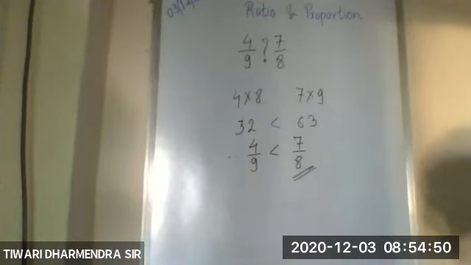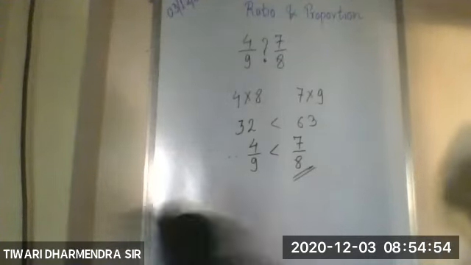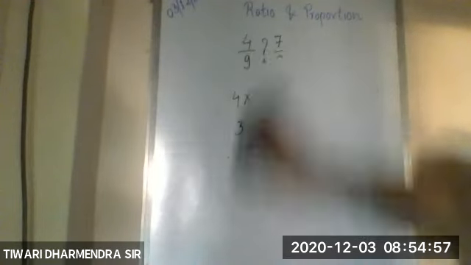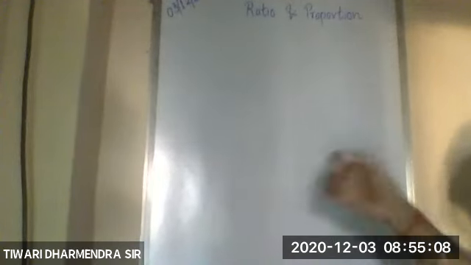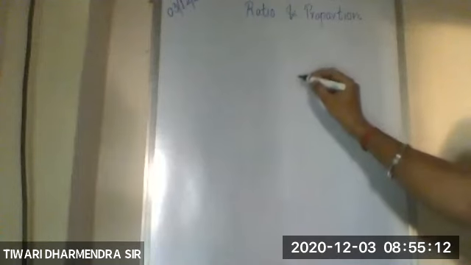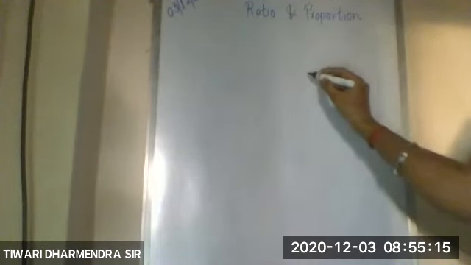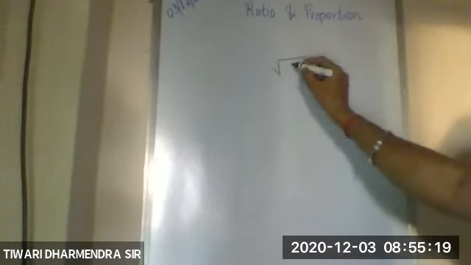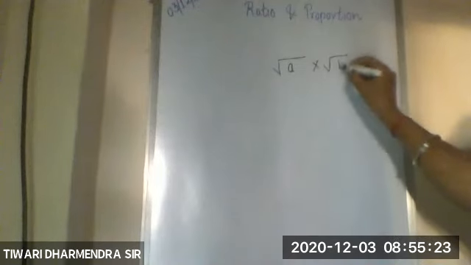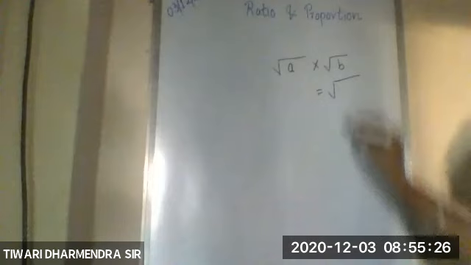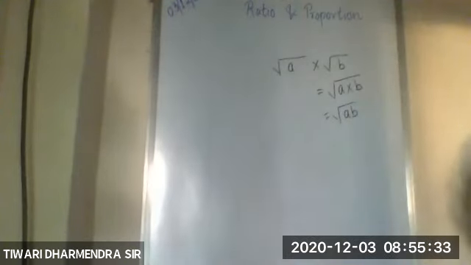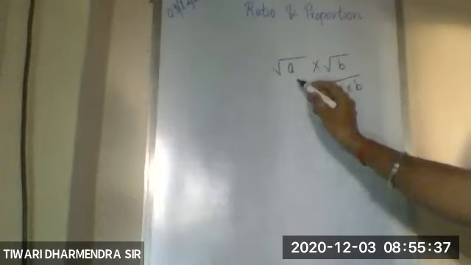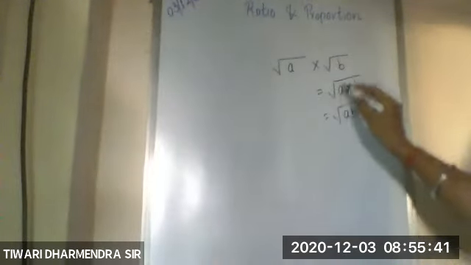Now we'll proceed to the next example, in which we'll have roots. Whenever a root comes into existence, we should know all the properties of surds. We have done surds earlier, at the start of your ninth standard, but let me introduce that. Root of a into root of b is equal to root of a into b, means the same. Whenever we have root of a into root of b, this is nothing but root of ab.